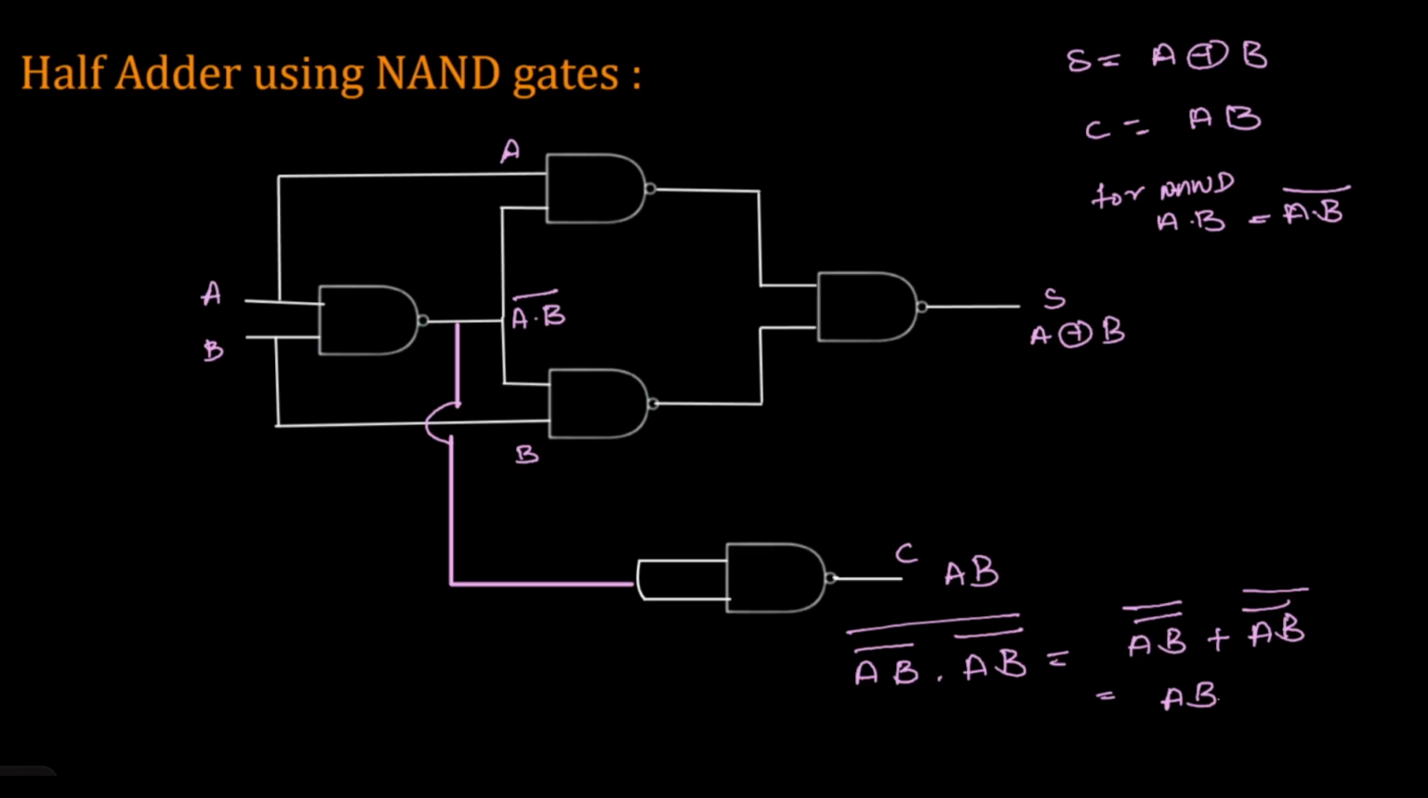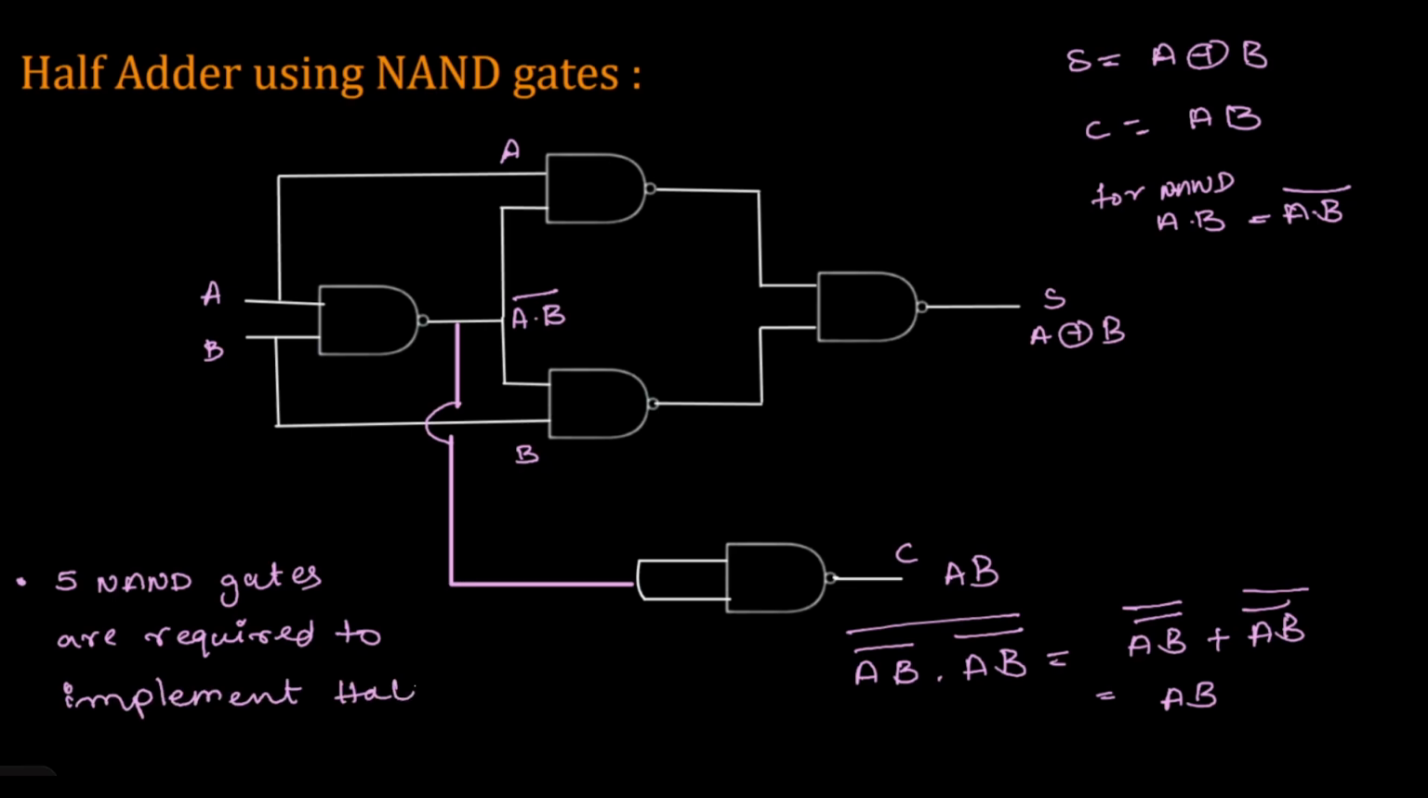Now we can write, we need five NAND gates are required to implement half adder.